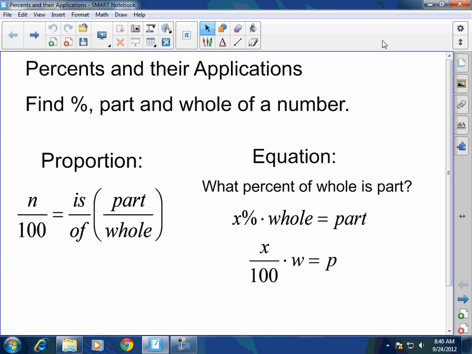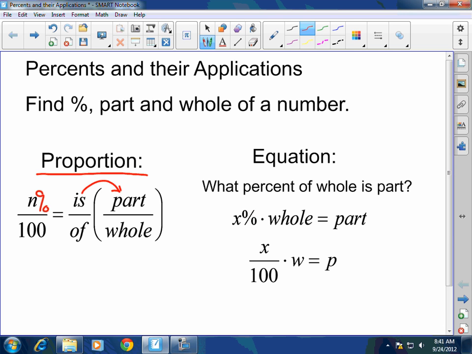So when we're talking about finding a percent, a part, or a whole, you're going to have one, a proportion method. And the way you set up a proportion equation is as follows. Remember, we just finished talking about rates and ratios and proportions. See, this is one of the applications already of proportions. So we have n over 100 equals is over of. N is the percent given, okay? The percent given. And the is over of, a lot of times people get confused with this, but just look at it this way. Is means the part, of means the whole.